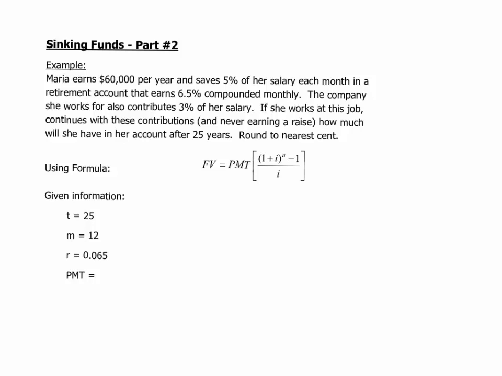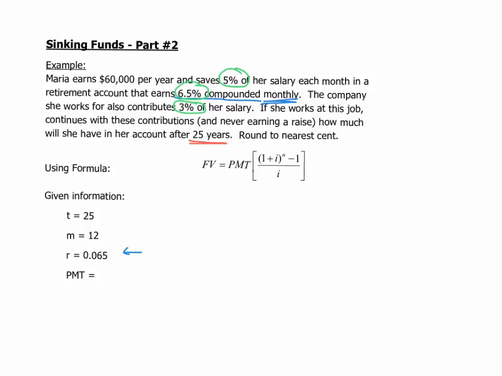So we're first going to do this using the formula, and I've written down some of my easier to identify values. We know it's 25 years, so our T is 25. We know it's compounded monthly, so our M is 12. We know that it's 6.5% compounded monthly, so that's my R. It can be a little confusing to look at this and see, okay, there's a 5% there, there's a 6.5% there, and there's a 3% there. Which one of those is my R? Notice that the 6.5% is attached to how the interest is compounded, so that's my interest rate.